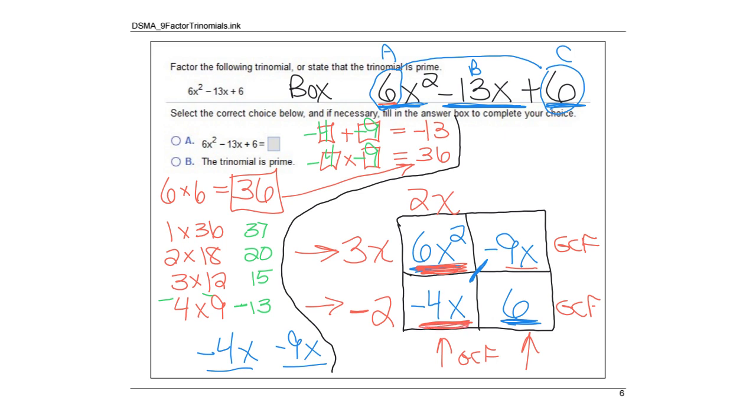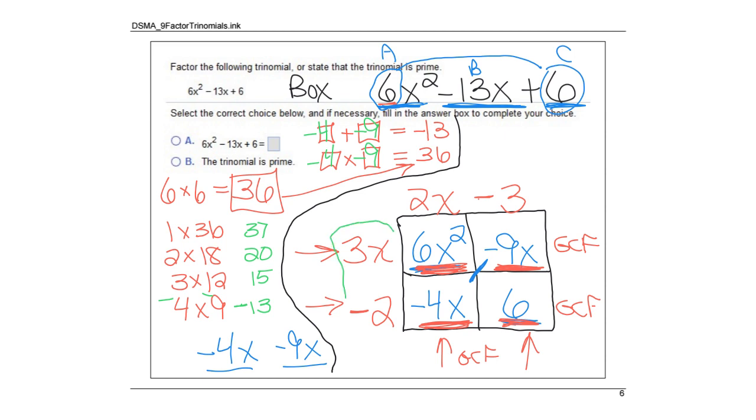All right, and then I'm going to go to the next column. So I'm going to look at negative 9x and 6. Well, my first term is negative, so I know I have to pull a negative. And then with 9 and 6, I have a 3 in common. And that's it. Okay, so I'm almost done. My answer is actually already here. So this is just a way to organize this.